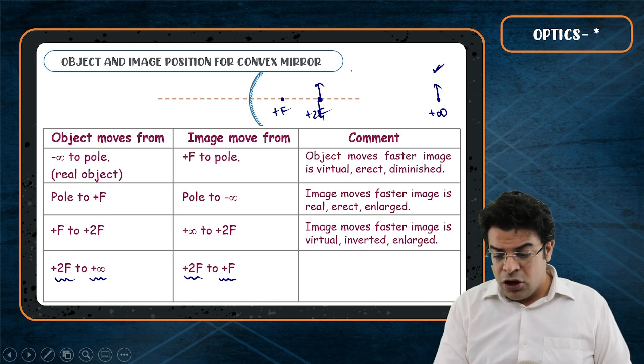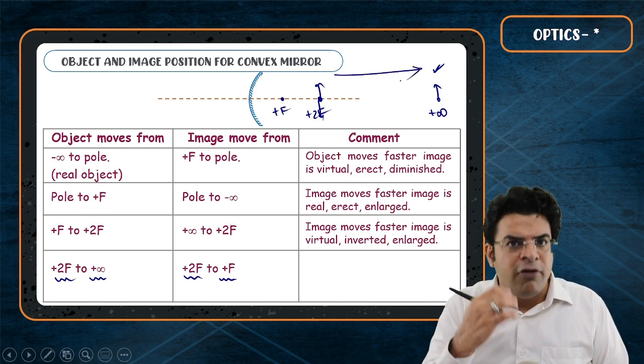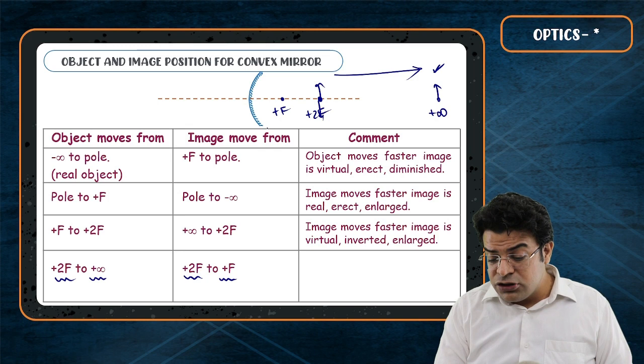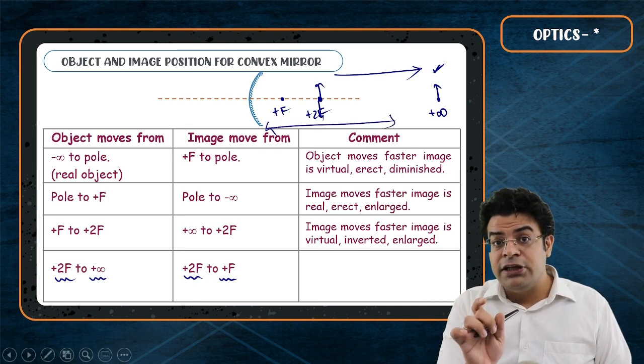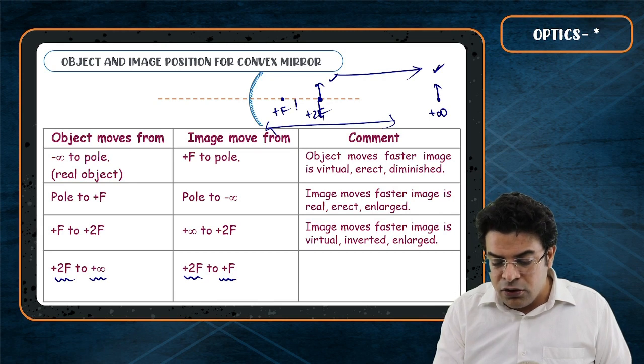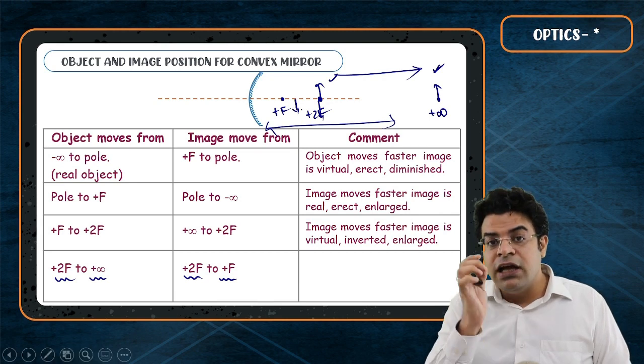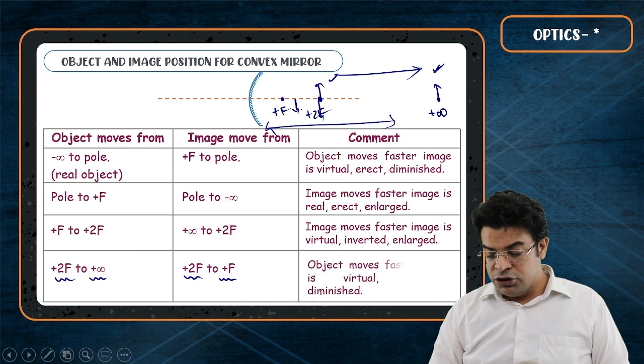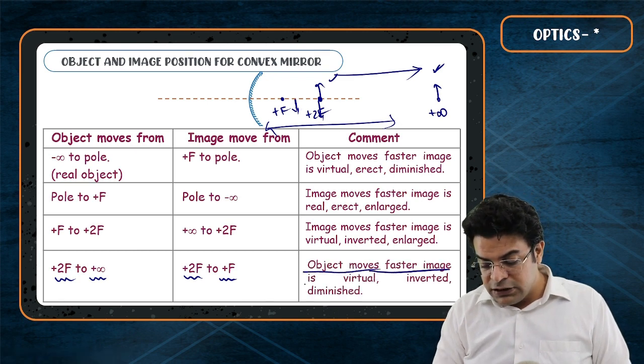In this region, the object travels more, so object will have more speed. The distance of object is more compared to the image, so the image will be diminished. And as the object and image are on the same side of the mirror, the image will be inverted. So you will say that the object moves faster, the image is virtual, inverted, and diminished.